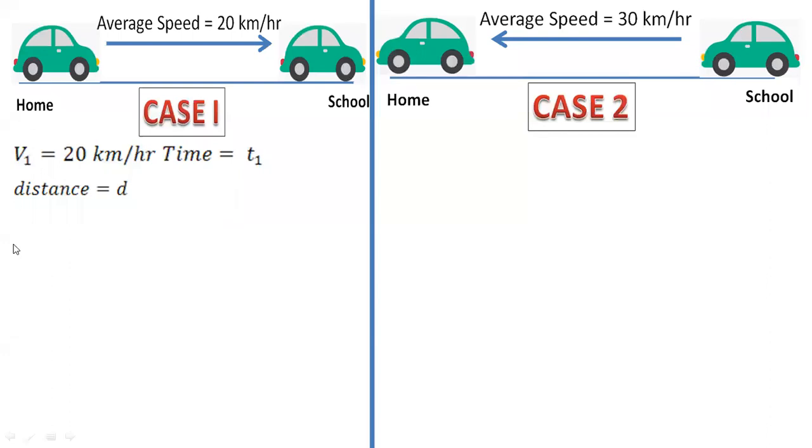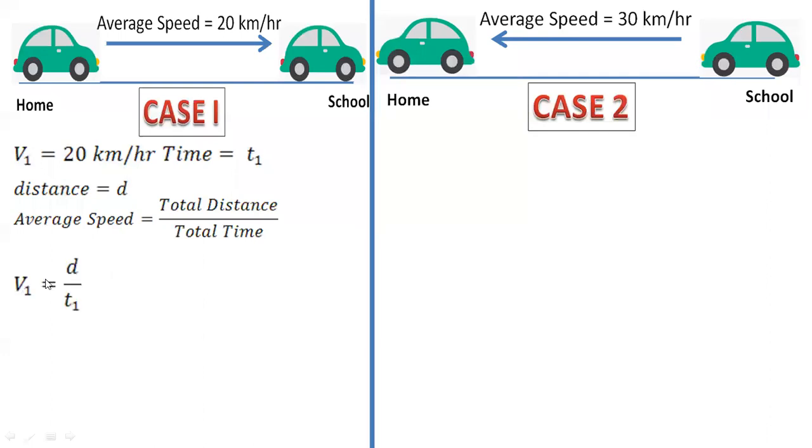Now what about the second one? Distance I am assuming is d. This distance is between home and school. Now let us see the formula for average speed. This 20 is given as average speed, no? So I can just use that formula. Average speed is equal to total distance by total time. What is the average speed they have given? 20. The formula is average speed V1, distance is given as d, time we have taken as t1. Put the values here. This V1 will become 20. So 20 is equal to d by t1.